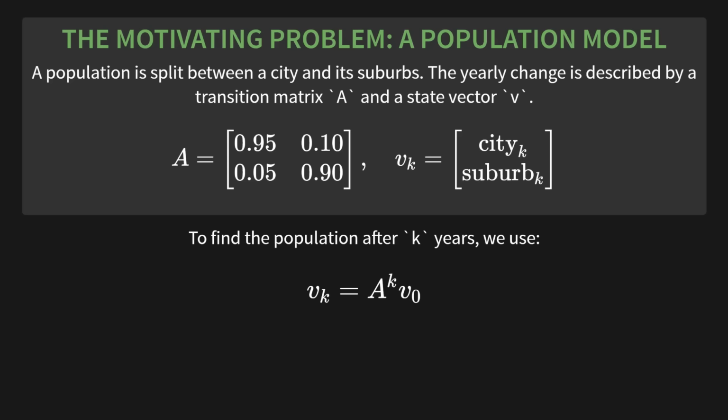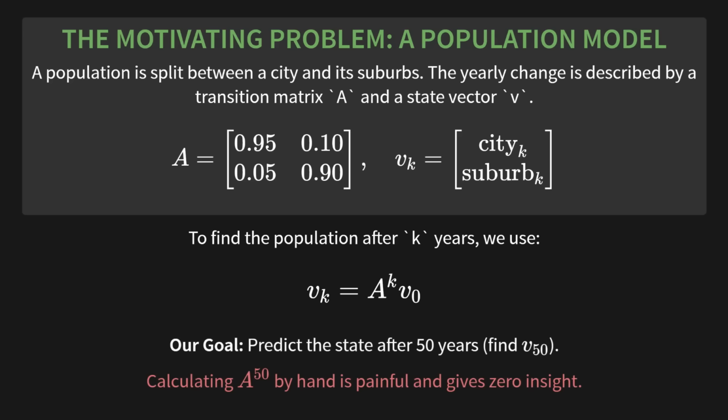As you can see on the slide, A is the matrix with 0.95 and 0.10 in the first row, and 0.05 and 0.90 in the second. And the vector V sub k just holds the city and suburb populations for a given year k. So, to find the population after k years, we use this formula you see here. V sub k equals A to the power of k times our starting population, V sub 0. So here's our goal. Predict the state after 50 years. We need to find V sub 50.